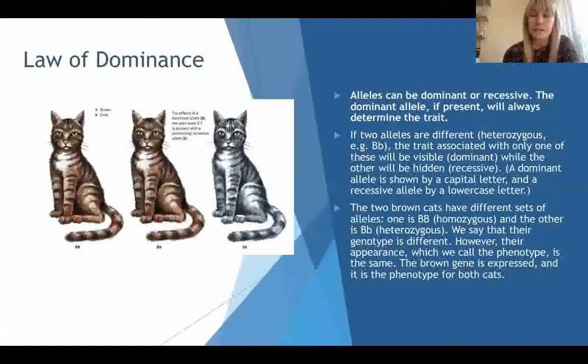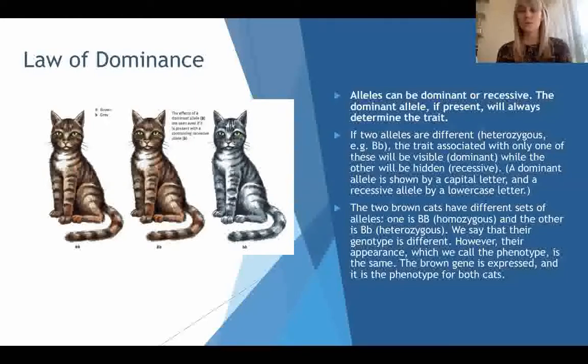The next is the law of dominance. So alleles can be dominant or recessive. If a dominant allele is present, that allele will always determine the trait. So let's go to an example where your mother has blonde hair and your father has black hair. You get one blonde and one black allele, but the black hair allele is dominant over blonde hair. So you will have black hair, even though you have a black and a blonde allele.